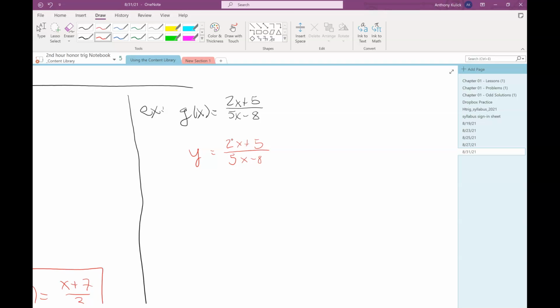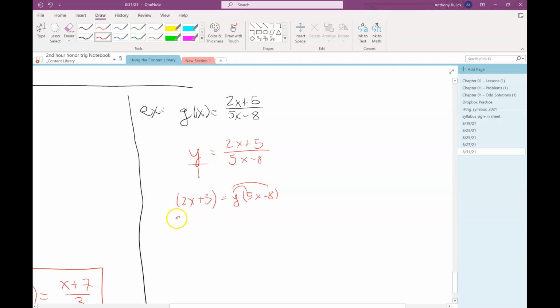So, to isolate the x, we're going to need to get that x that's in two different places into one place. That's going to be kind of my goal. I'm going to start by just cross multiplying here, to get rid of the fraction. Everybody's good with that?